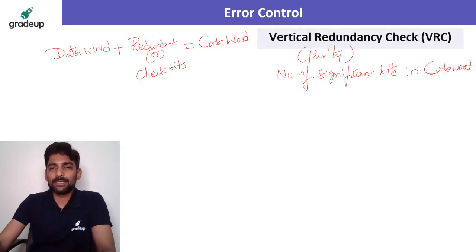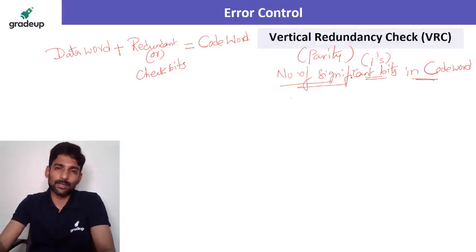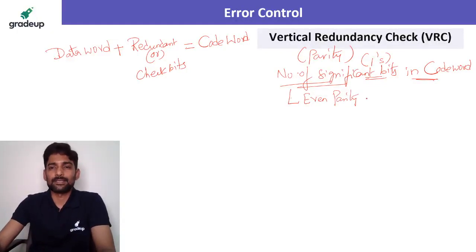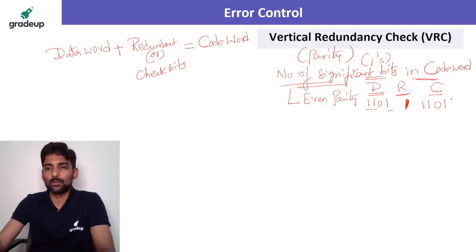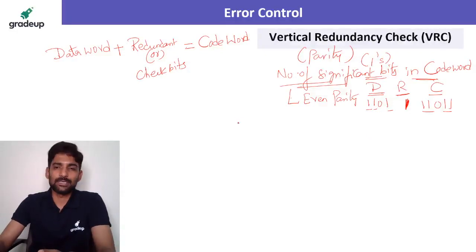So what is a parity? Basically, how many significant binary digits are in the code word. For example, if I would like to make the number of significant binary digits, meaning ones, an even number, then that is called even parity. For example, the data word D is 1101. How many ones? 3 ones are there. So to make this number of ones an even number, I'll put one more one as a redundant bit. So what is the code word? 11011. So the total number of ones now became 4. This is called even parity.